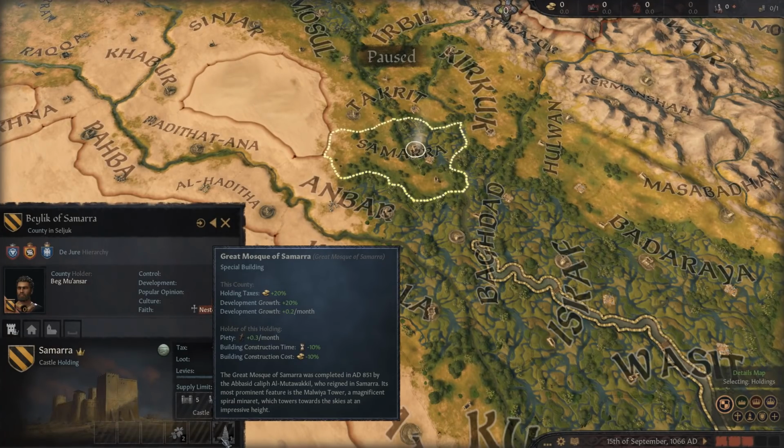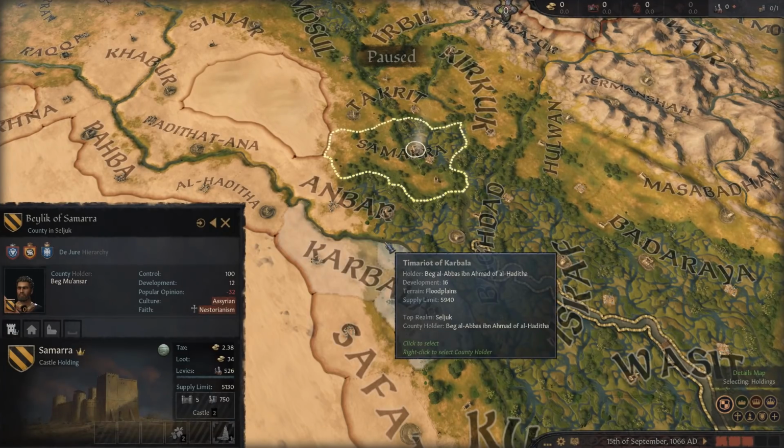Now, you don't have any holding effects from this one, but countywide you get a plus 20% taxes, development growth of plus 20%, as well as 0.2 development growth per month. On top of that, you get a 0.3 growth in piety per month. Construction time goes down by 10%, and construction cost goes down by 10%.